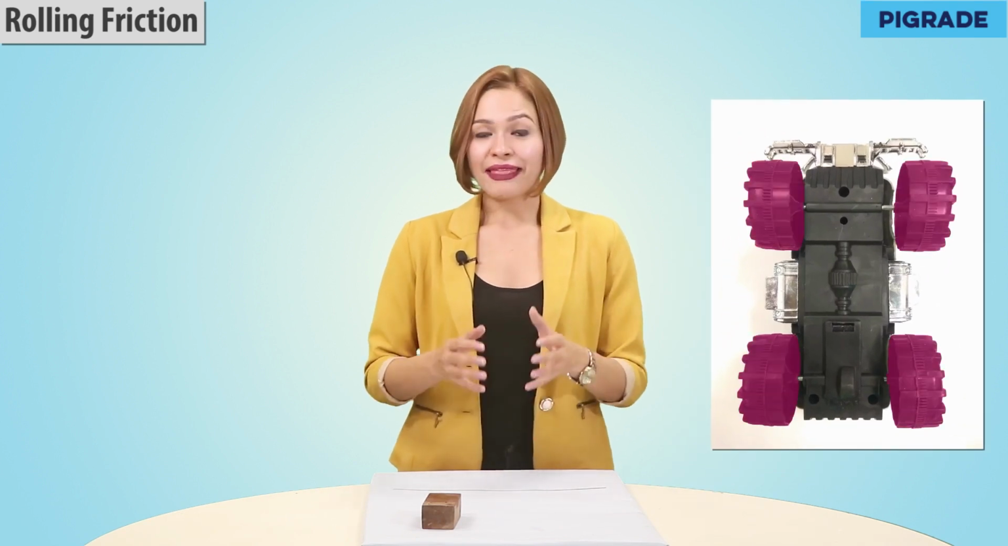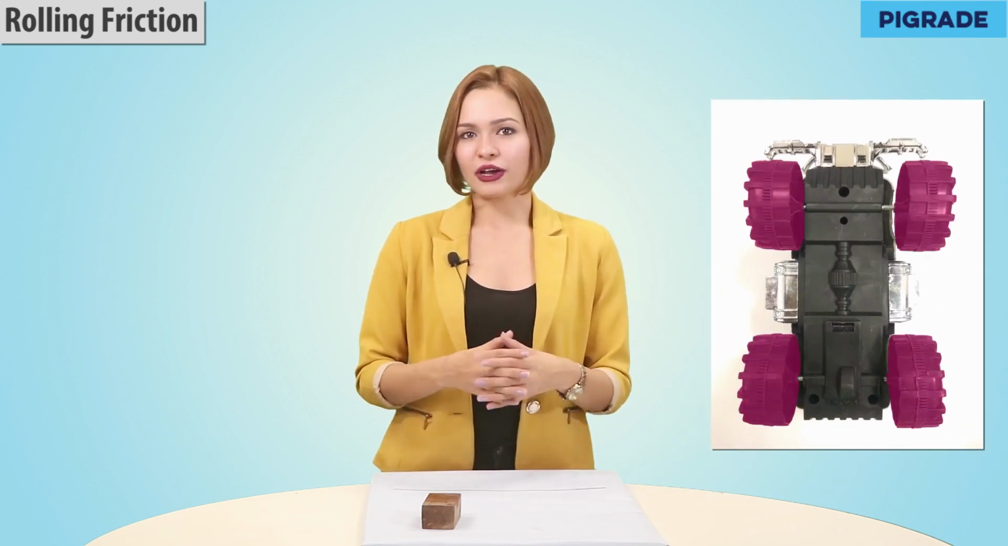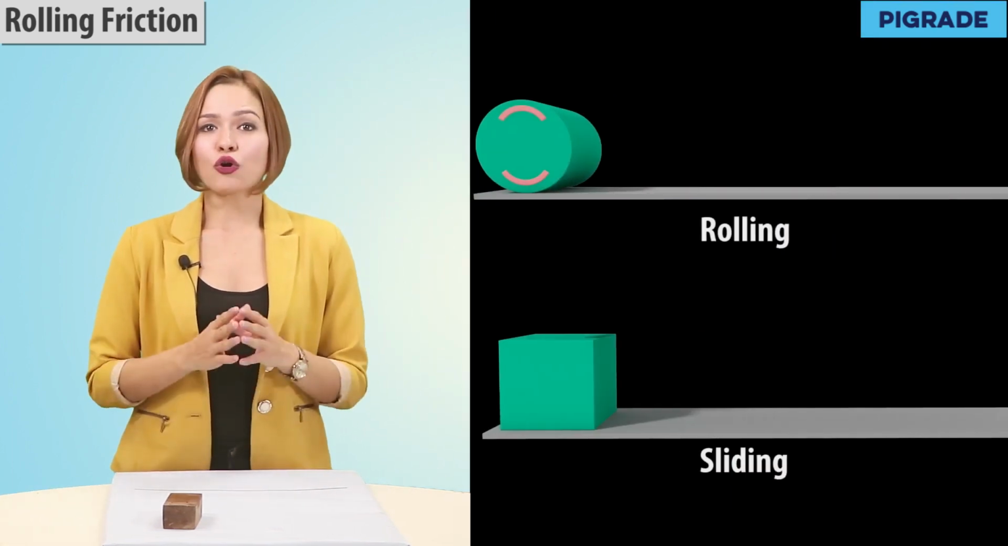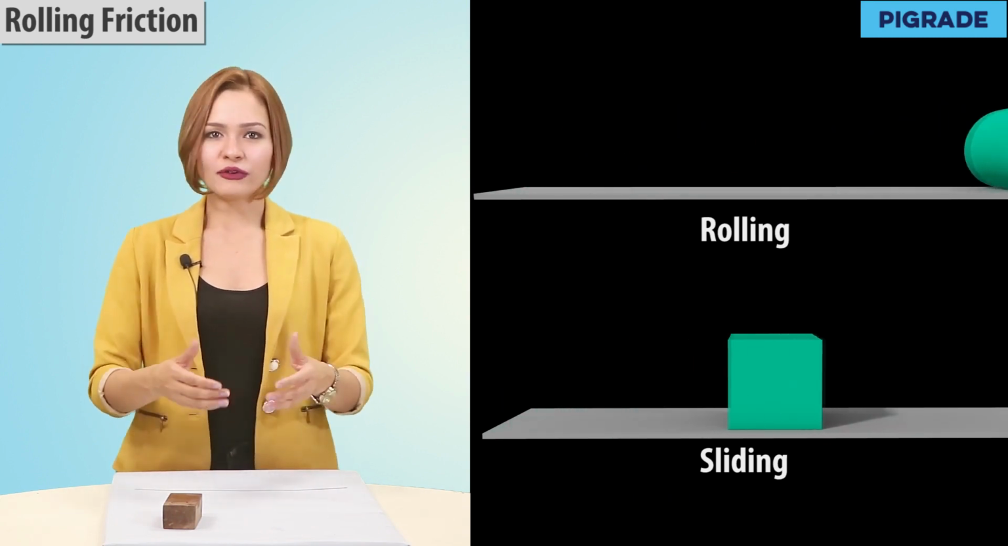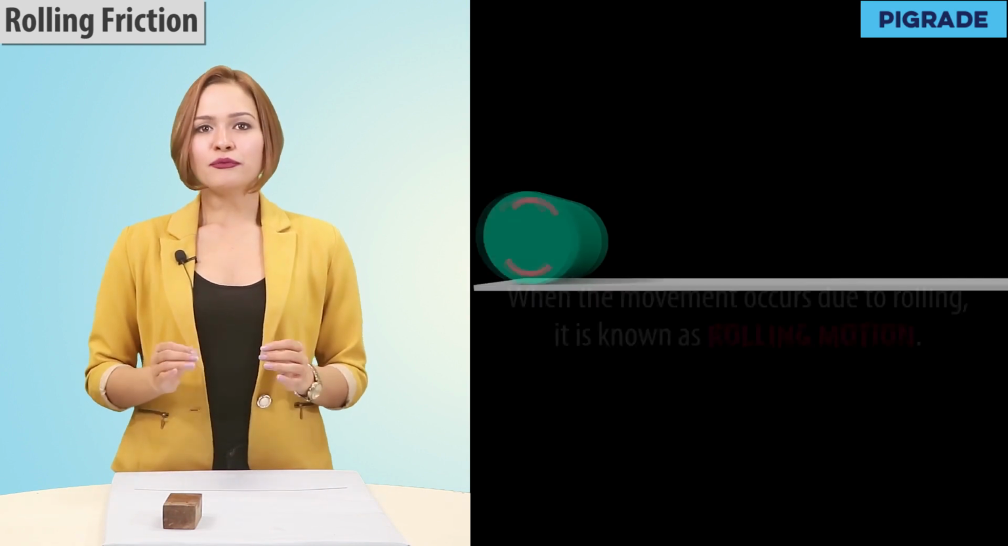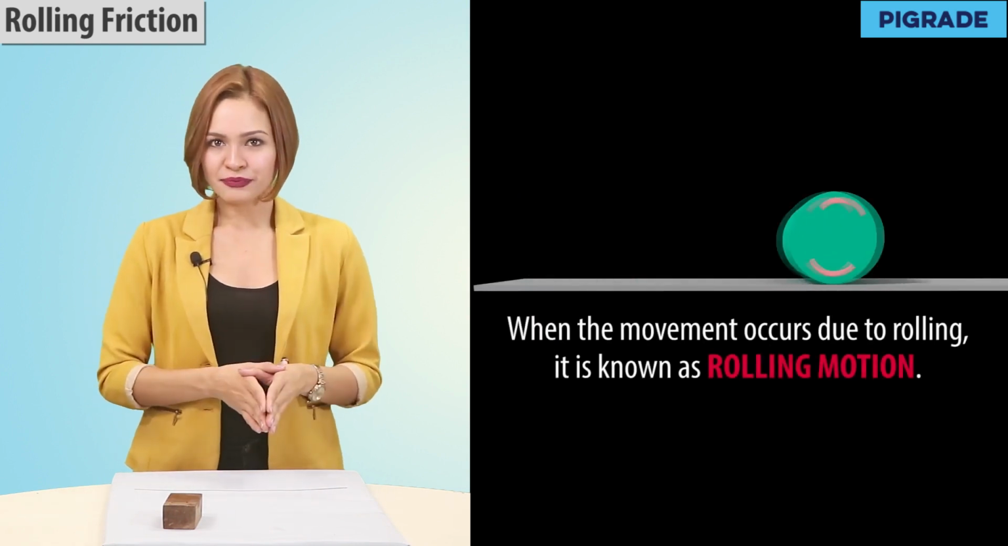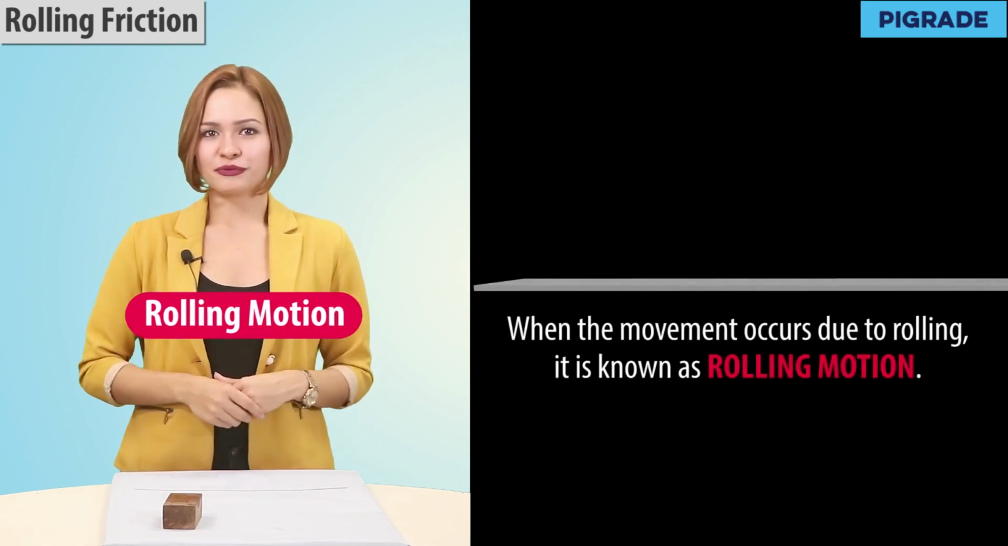Can you think of a reason for it? Very good. The toy car has wheels, and that makes it easier to move the car. Do you know why it is so? Yes, because it is always easier to roll than to slide a body over another. When the movement occurs due to rolling, it is known as rolling motion.